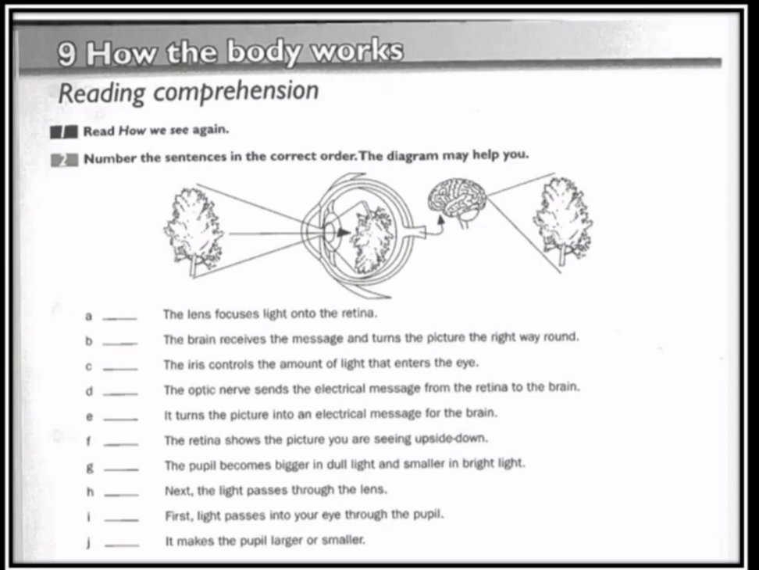Now sentence 5. Which letter? It is H. Next, the light passes through the lens.